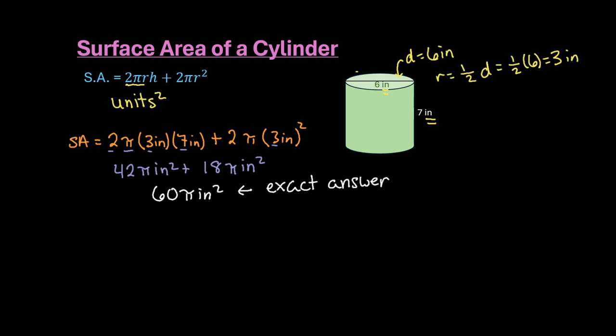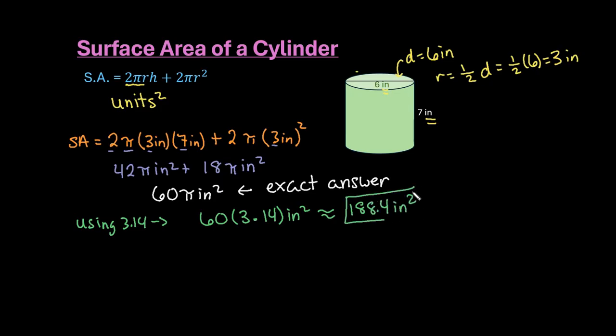If they ask for an approximate answer, it is possible that they will tell you to use 3.14. So if you use 3.14, I would just simply type into my calculator 60 times 3.14 inches squared. And when you plug that into your calculator, you do get approximately 188.4 inches squared. So this would be the answer if you're using 3.14.